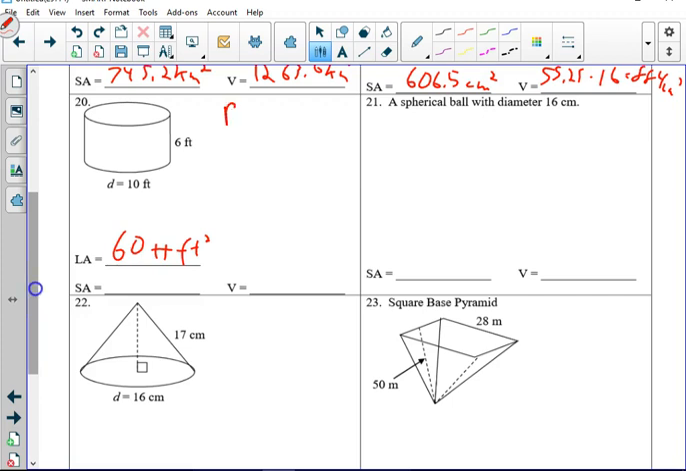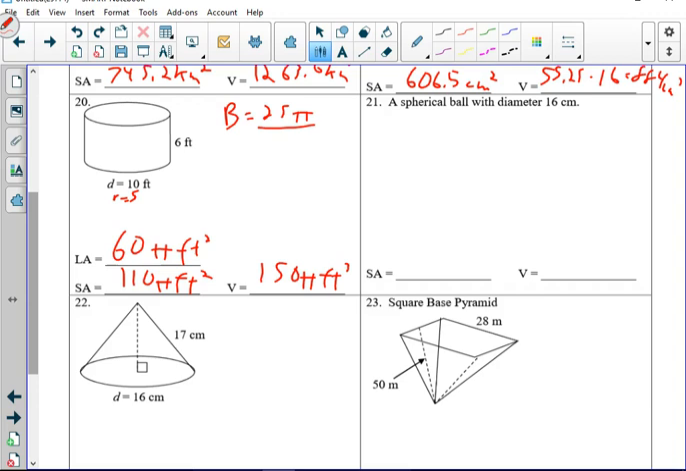The area of the base is, remember the radius is 5, so pi r squared, 25 pi. So the surface area is 60 pi plus 25 pi plus 25 pi. That's 110 pi square feet. The volume is the area of the base times the height of 6. So 6 times 25 is 150 pi cubic feet.